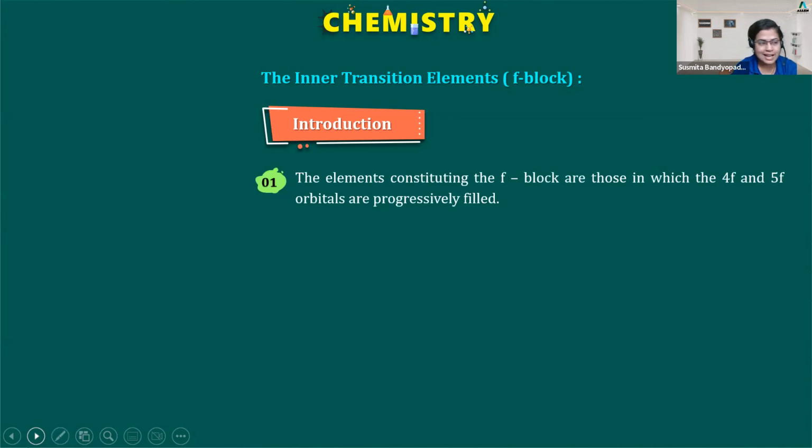Like as if a class is completely filled, the chairs and tables are taken, and some extra students are asked to sit on the floor. Correct? Like that it is. So the f block has lanthanides, where 4f is successively filled, and actinides, where 5f is successively filled. Mostly the actinides are radioactive in nature.